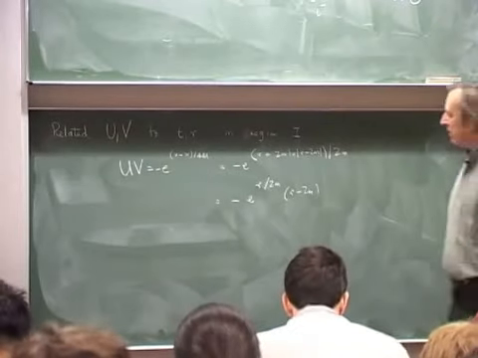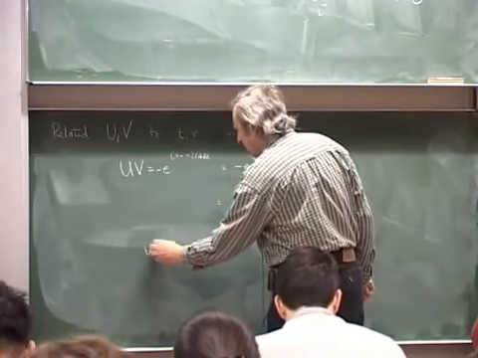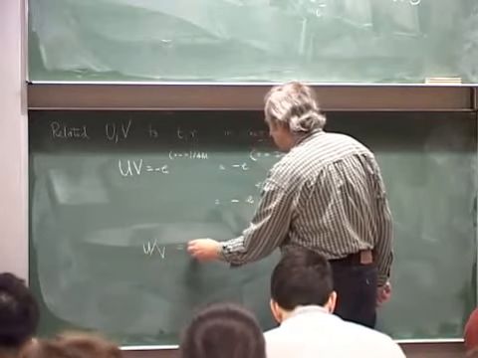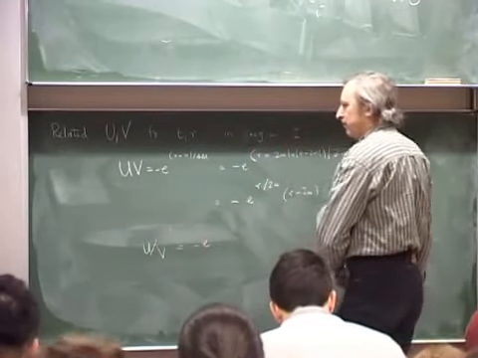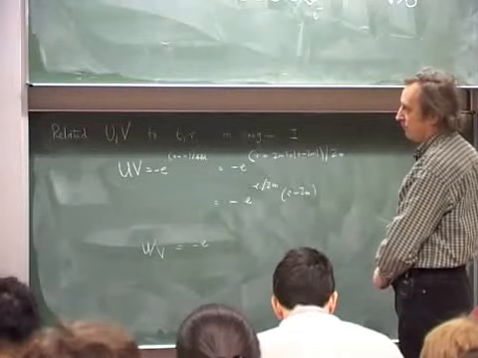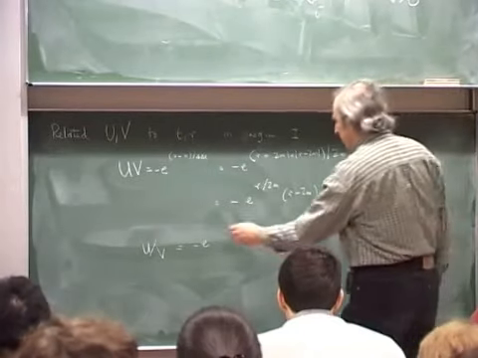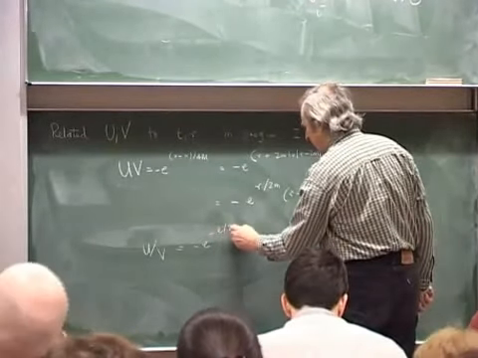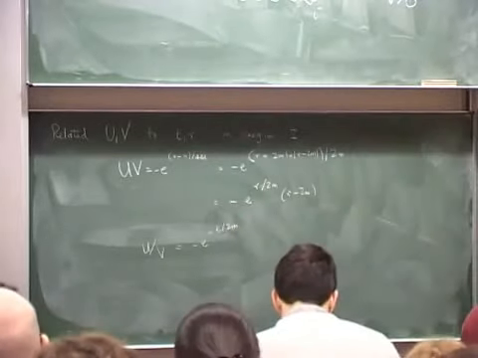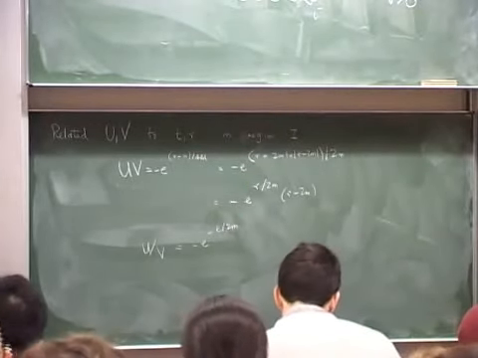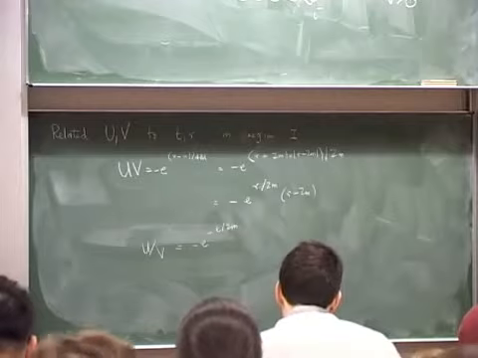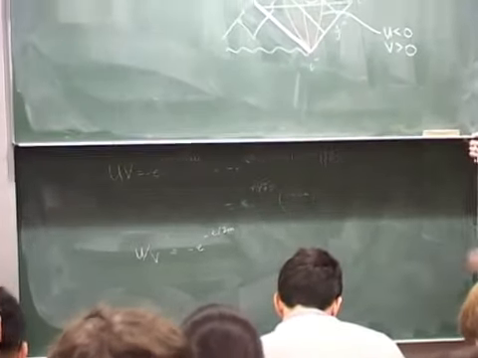Similarly, if you calculate u over v, it is minus e to the minus t over 2m. Now we can try to redraw this diagram.